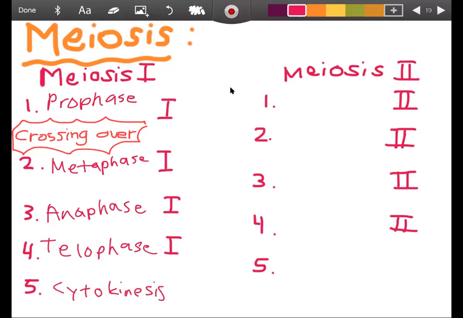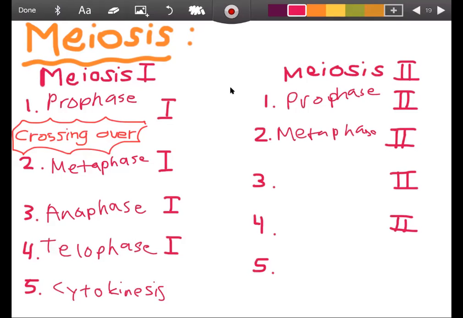The difference between meiosis and mitosis is that the phases for meiosis are specified as either prophase 1 or prophase 2. I'm just going to write these in over here. In meiosis 2, you're going to have prophase 2, metaphase 2, and so on and so forth.